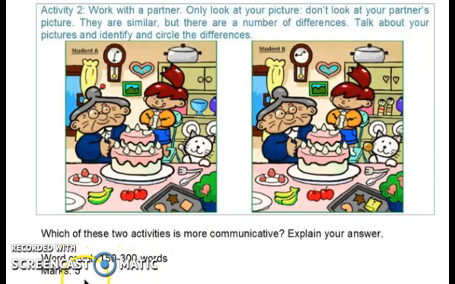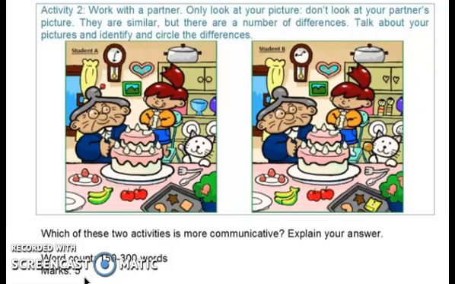And then you should be guided by the mark allocation. So because this particular task is worth 5 marks, you need to mention, for 1 mark, which activity is more communicative, and then you would need to mention at least 4 points to motivate why you say activity 1 or activity 2 is more communicative based on the readings that you have done.